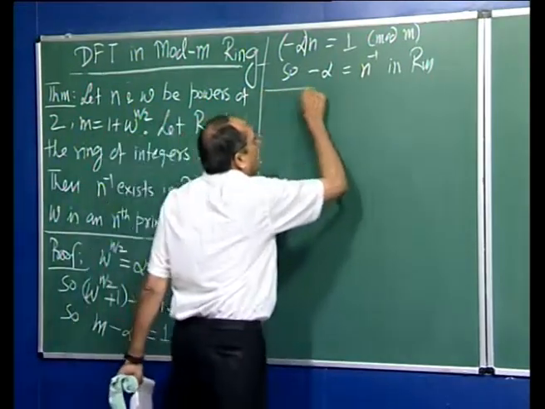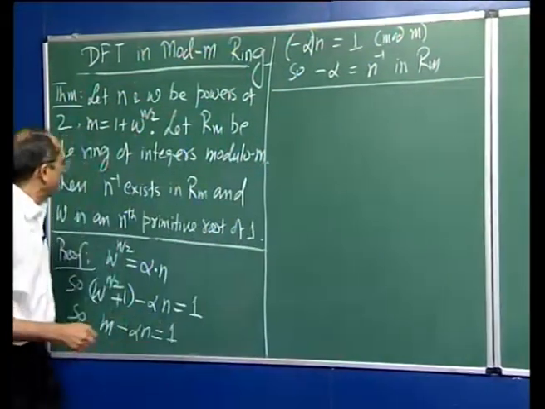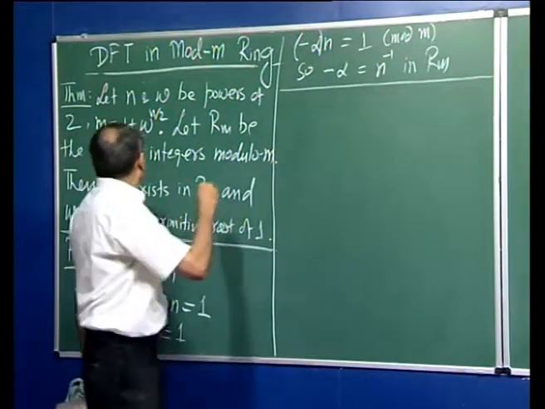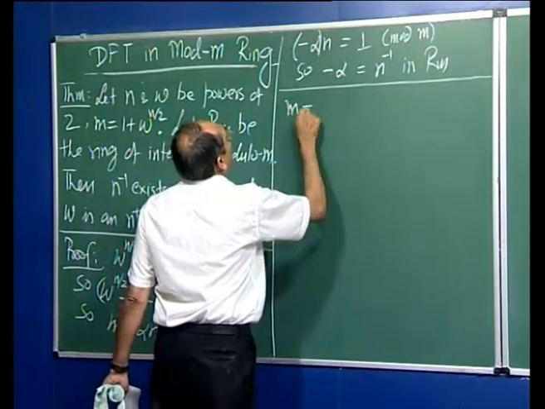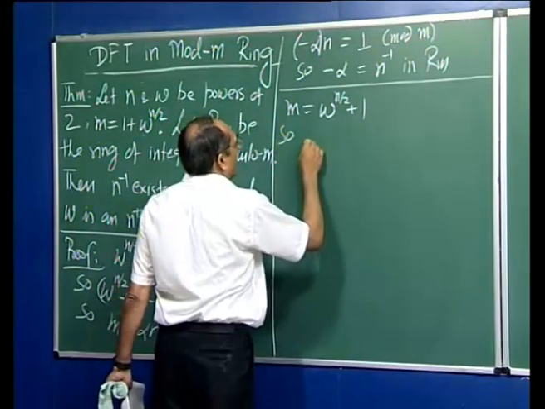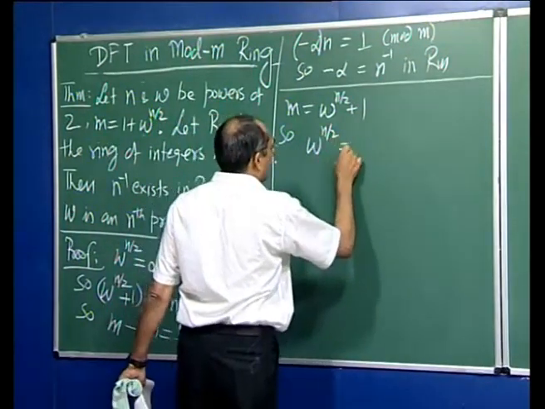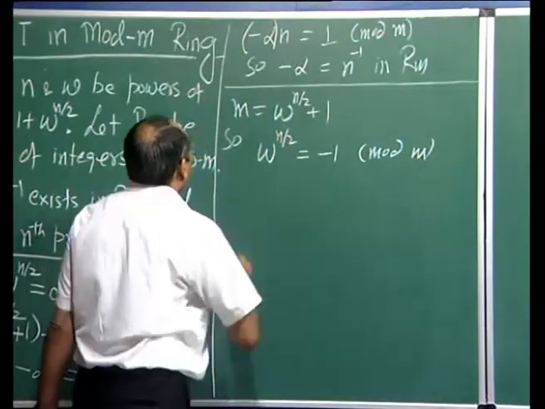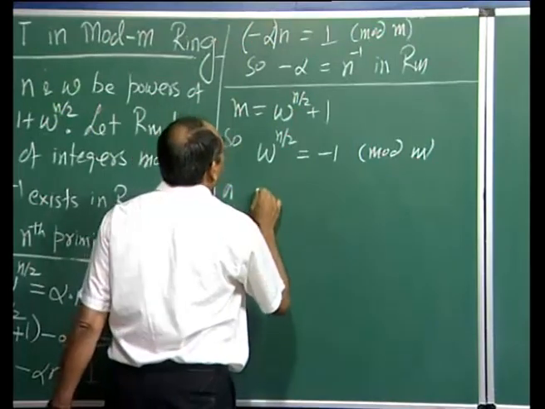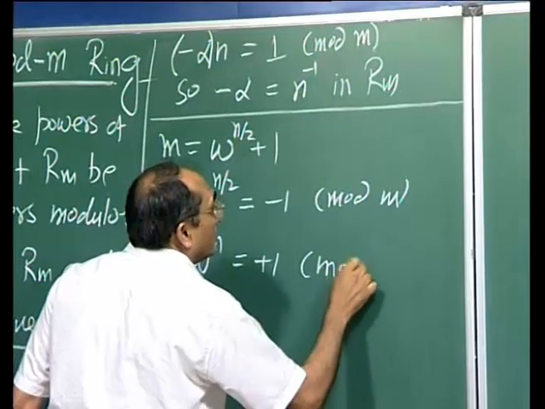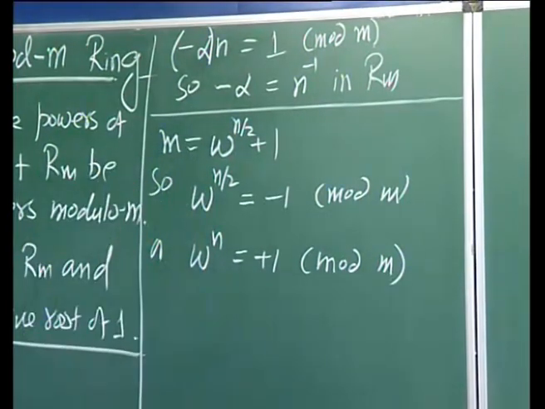Now, let us take a look at w. Is it a primitive nth root of 1? The first thing, of course, we notice is that m is w power n by 2 plus 1. So, w power n by 2 is minus 1 mod m, or if you square it, you get w power n to be plus 1 mod m.